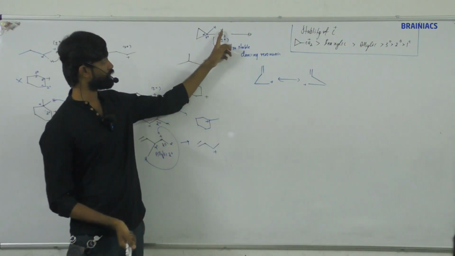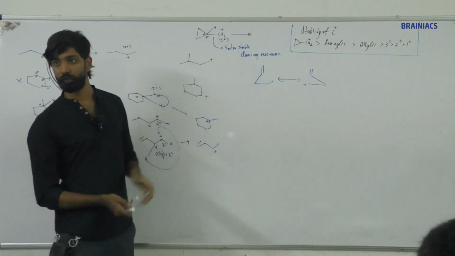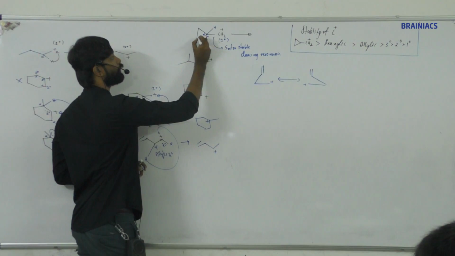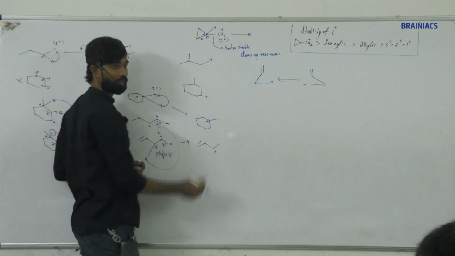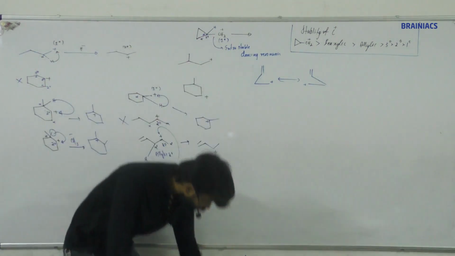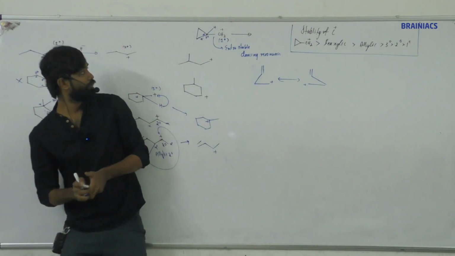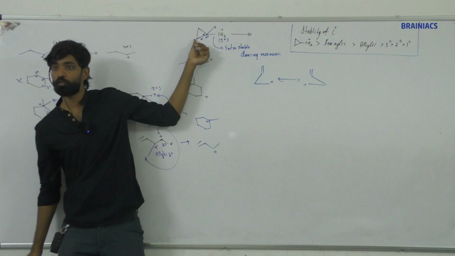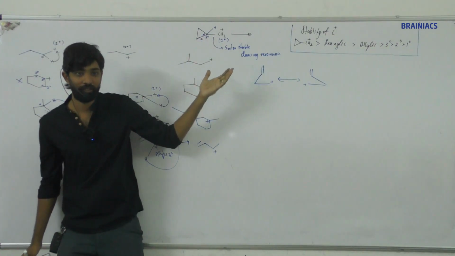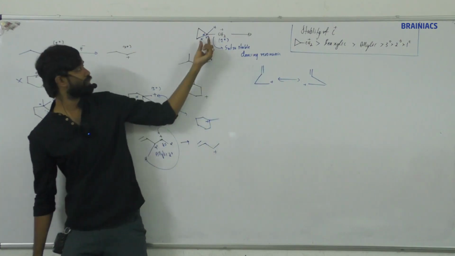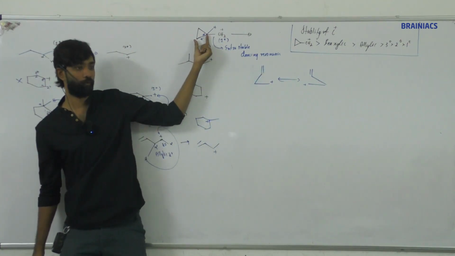If the positive charge is in this position, listen, this sigma bond is a weak sigma bond due to angular strain. Actually, the carbon is sp3, so the expected bond angle is 109 degrees. But in case of cyclopropane, the angle is only 60. So this is a highly angular strained bond.